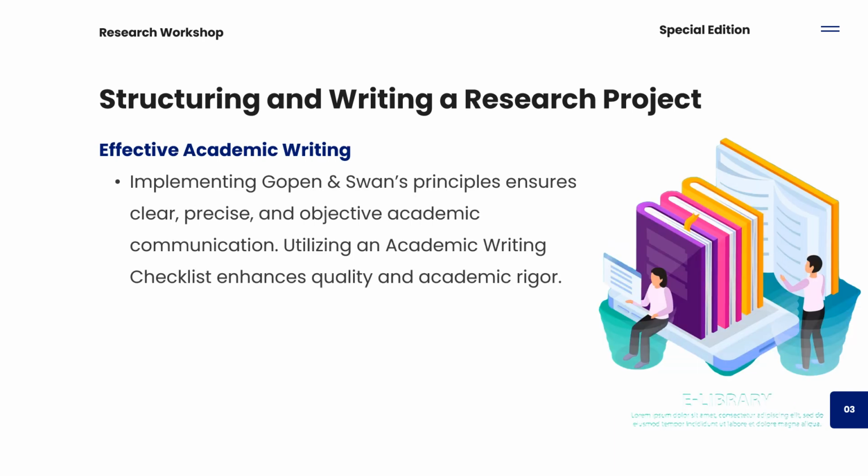So after all this has been said and done, what you want to do is an effective academic writing. So you want to implement all that you have discovered, all right? And there's a principle I will introduce you to, which is the Goben and Swan principle. There's a book they wrote, and you want to check up that book. I think I will try and share the resource to the group later on. This particular guide will help you to master how to write academic writing.